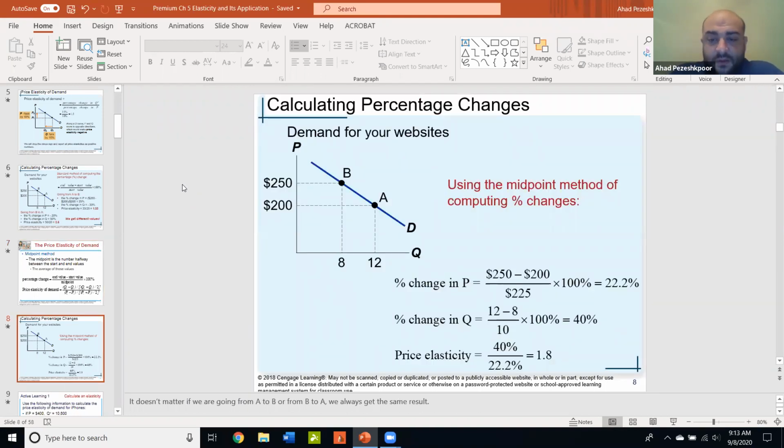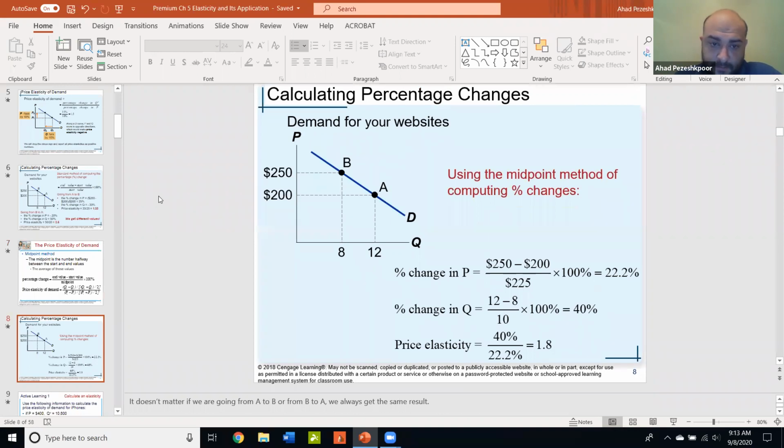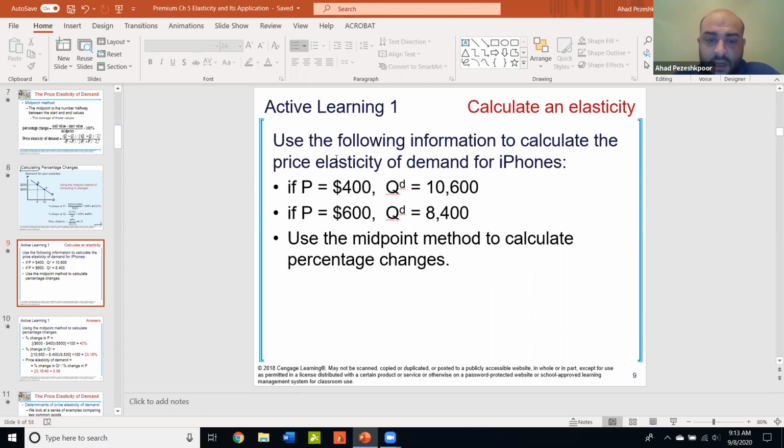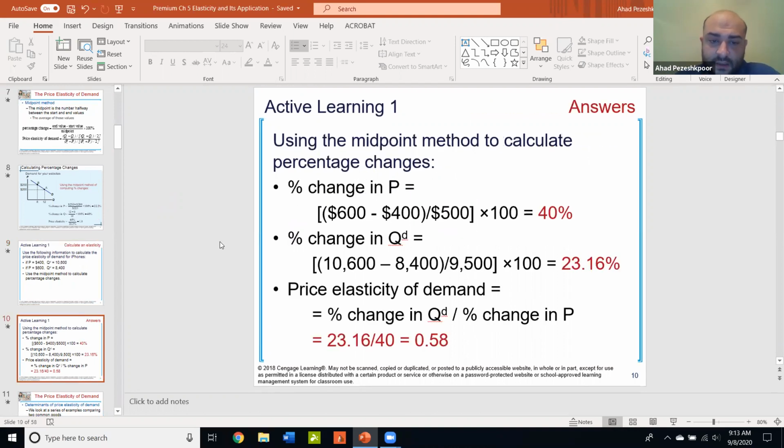Demand for your websites, as you can see, using the midpoint value. This example we'll cover in class.